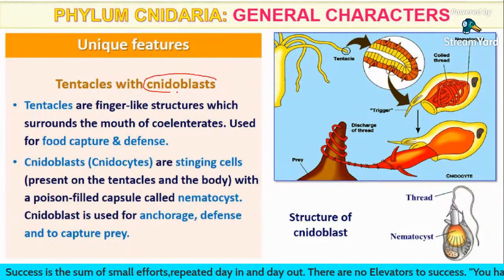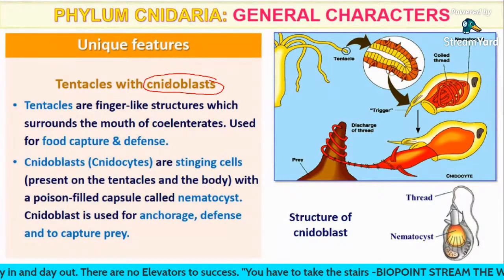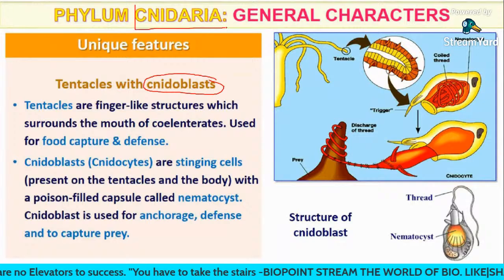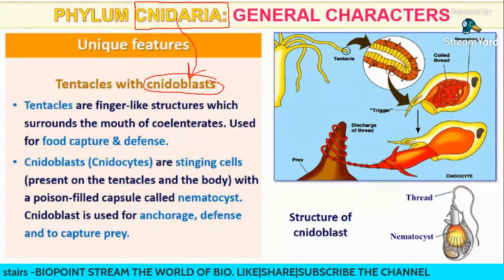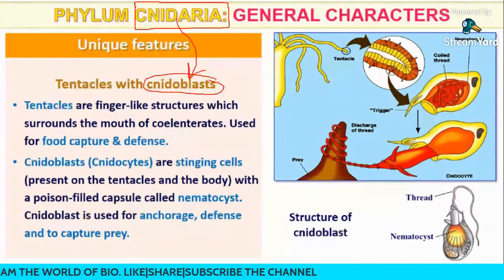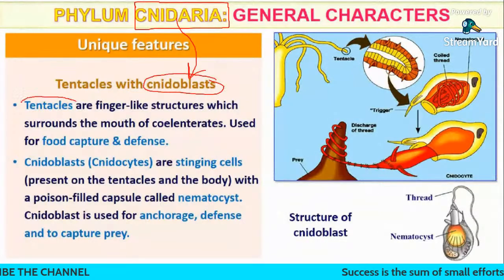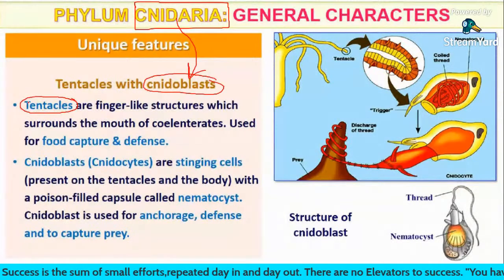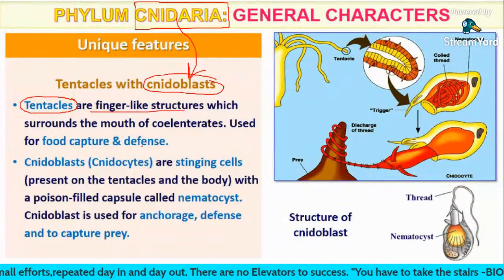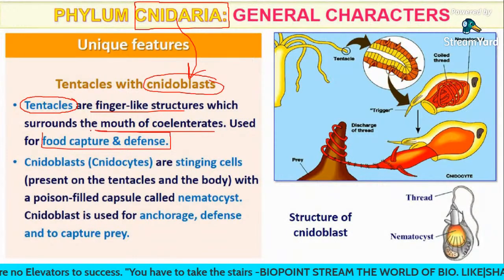Here we have specialized cells called cnidoblasts. Due to the presence of these cnidoblasts, the organisms are called Cnidaria. Due to the presence of specialized cells called cnidoblasts or cnidocytes, the organisms are called Cnidaria. As you also know, Hydra and others come under this phylum, and they have tentacles. Tentacles are finger-like structures which surround the mouth of coelenterates, and are used for food capture and defense.